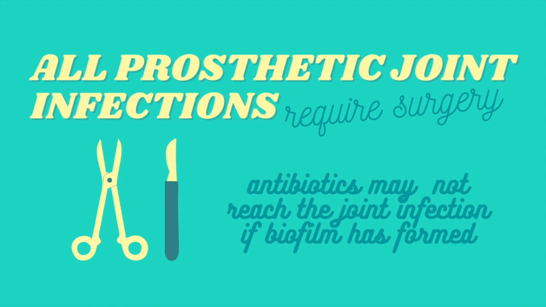So oral or IV antibiotics are not going to do anything for this patient. So they need a surgery. All patients with a periprosthetic joint infection need a surgery. And this patient has had long-term symptoms. They've built up the biofilm. You're going to need to take all those components out.